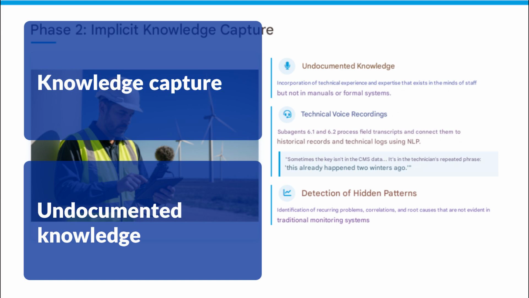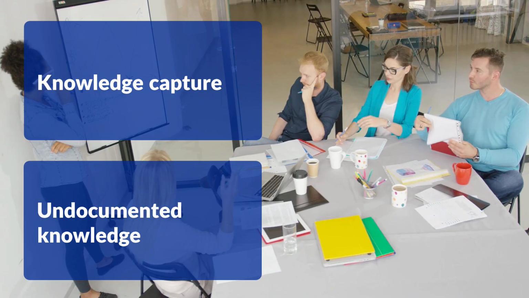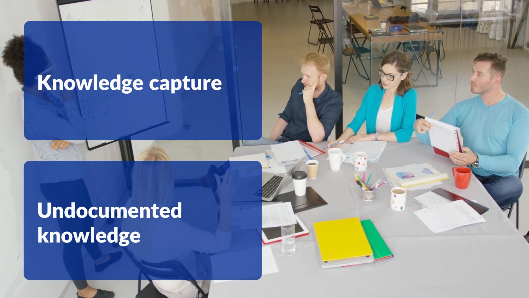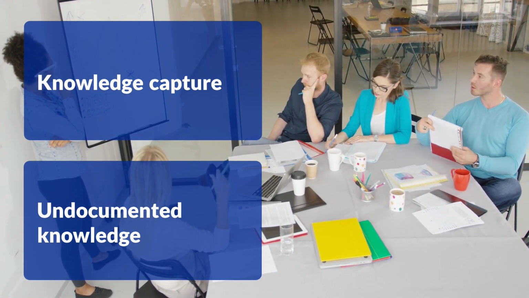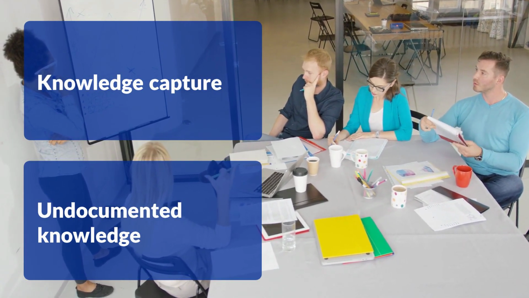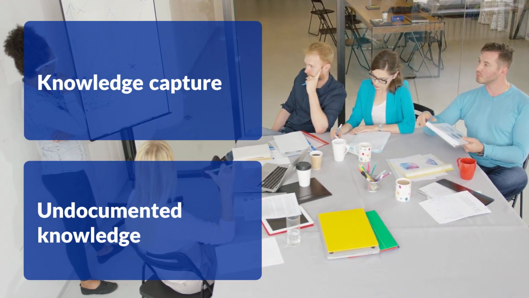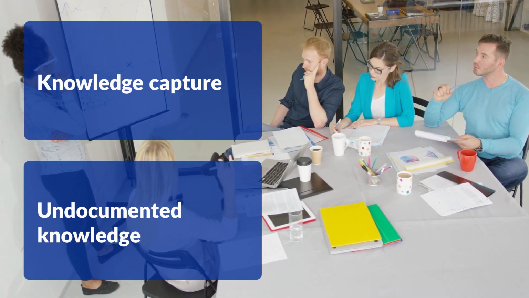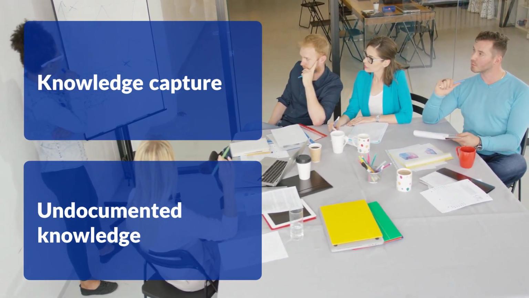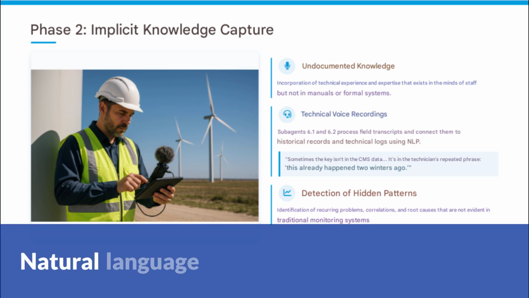The second phase focuses on capturing implicit knowledge, an often underestimated but invaluable component. The main objective is to incorporate undocumented knowledge that resides in the experience of field technicians. This knowledge includes recurring patterns and issues that are not typically recorded in formal systems. The methodologies for this capture are diverse and advanced. Techniques are used to record and transcribe the technician's perceptions and know-how.